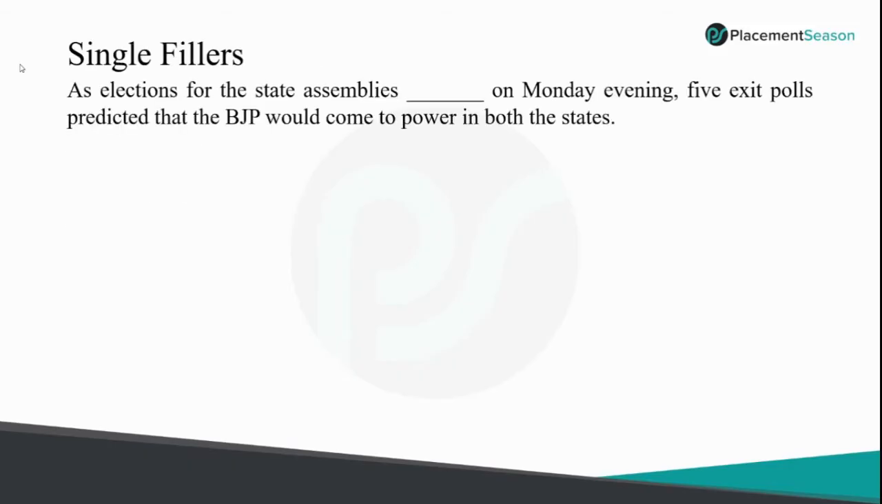Starting with single fillers. Look at the question. As elections for the state assemblies ended that evening, 5 exit polls predicted that BJP would come to power in both the states. Let's see the options for this. Number 1, examined; promised; referred; concluded. So in a single filler, like you can see, there is one blank in the sentence. You have to go through the options and fill it with the right word. Now, let's see what the right answer is.